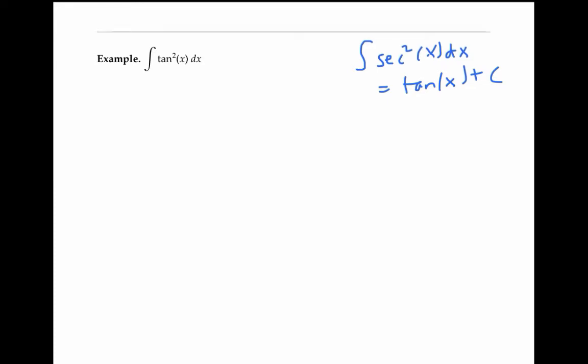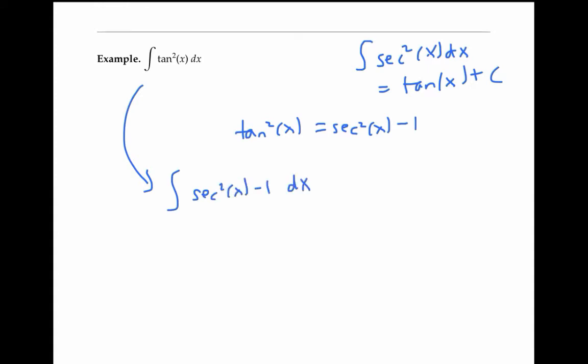But happily, I know how to rewrite tangent squared in terms of secant, because tangent squared is secant squared minus 1. So I'll just rewrite this integral as the integral of secant squared minus 1, and that integrates easily to tangent of x minus x plus c.